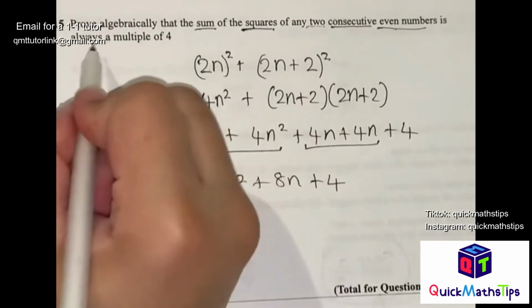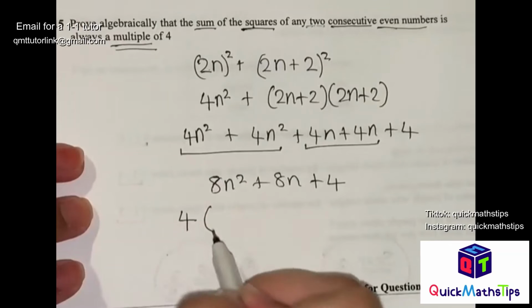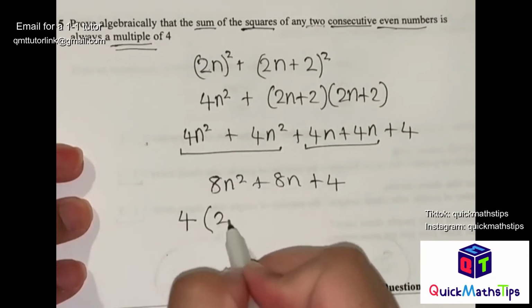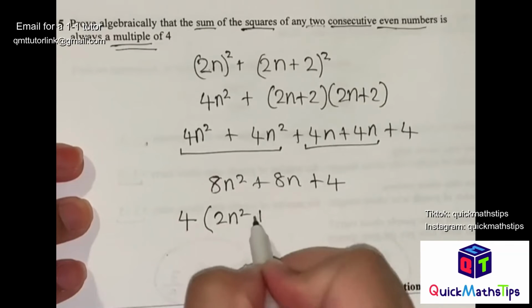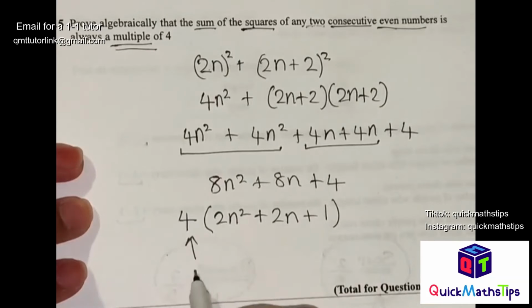Now the question says prove it's a multiple of 4. So to prove that, you're going to factorize it by 4. So pull 4 outside of the single bracket. So 8n squared divided by 4 is 2n squared, 8n divided by 4 is 2n, and 4 divided by 4 is 1. Once you've pulled out 4 from a single bracket, you just say therefore multiple of 4, and there's your proof.